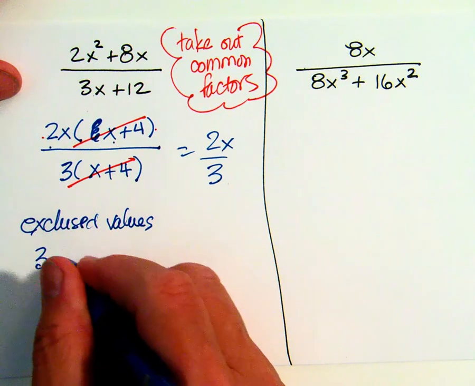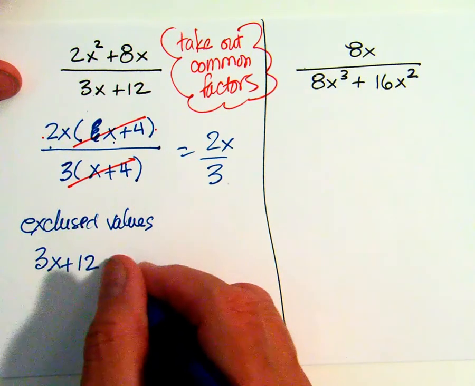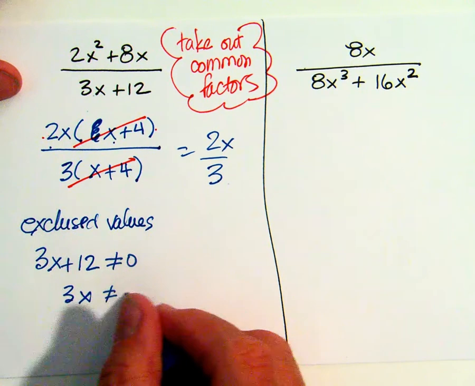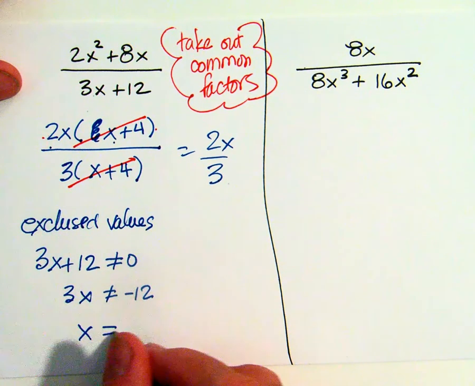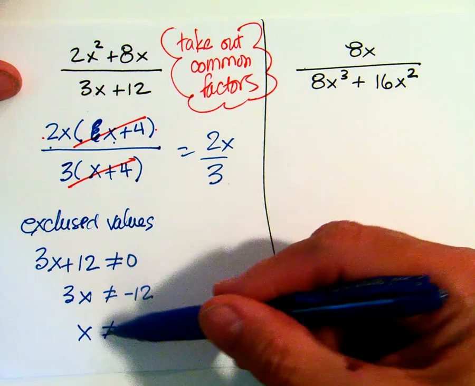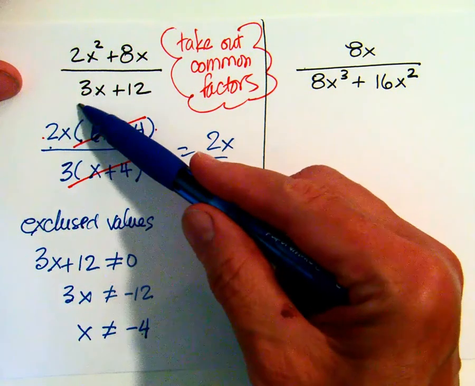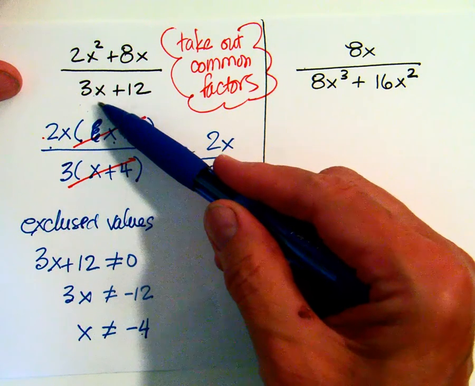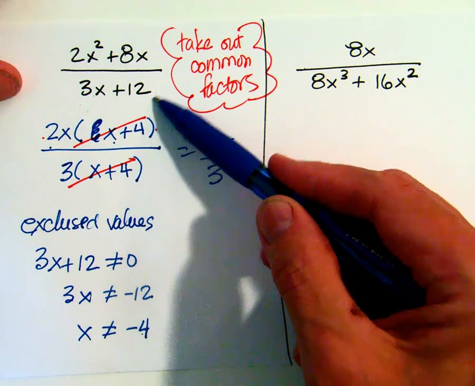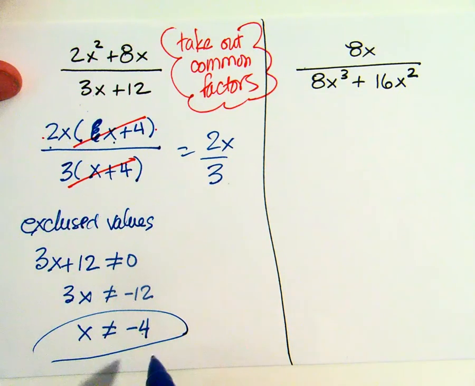Here is our original denominator. 3x plus 12 can't equal 0. 3x can't equal negative 12. X can't equal negative 4. That's my excluded value. So again, if x is negative 4, that'll be 3 times negative 4, which is negative 12, plus 12, which is 0. Oh, no, can't have 0. That means you can't have x be negative 4.